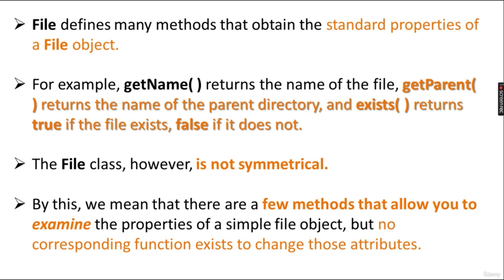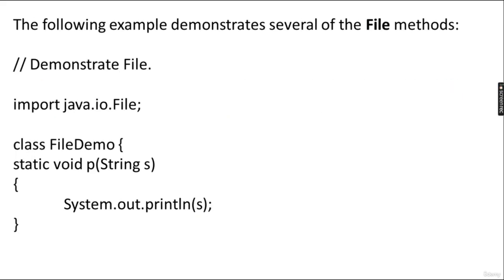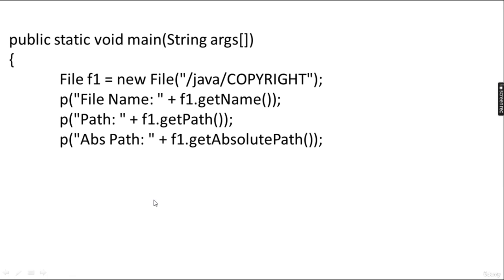But there are some properties or methods that will only allow you to see the property. You cannot modify or change that particular property. Now we will see file methods. File demo, void p(String s), and you are printing this string. First file, Java copyright, File name f1.getName, getPath, getAbsolutePath. These are the very common, very basic functions of the file.